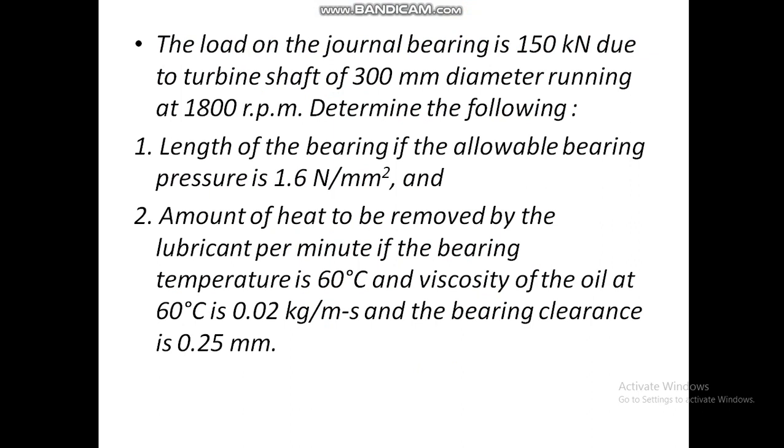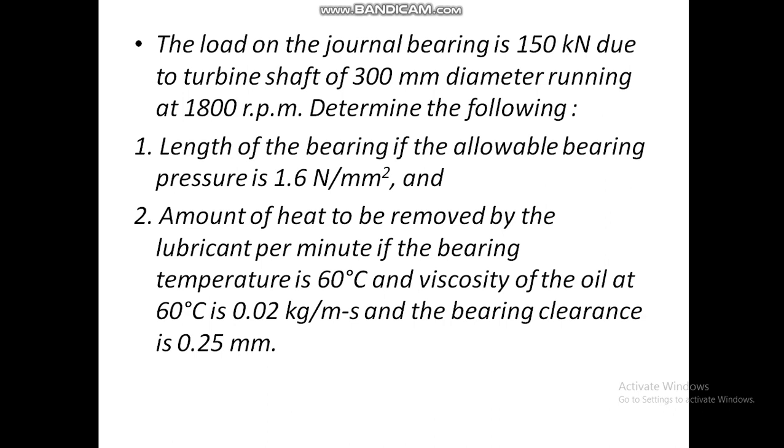The load on the journal bearing is 150 kilonewton. A turbine shaft of 300 mm diameter runs at 1800 rpm. Determine the following. First, the length of the bearing if the allowable bearing pressure is 1.6 Newton per square mm, and second, the amount of heat to be removed by the lubricant per minute if the bearing temperature is 60 degrees C, the viscosity of oil at 60 degrees C is 0.02 kg per meter second, and the bearing clearance is 0.25 mm.